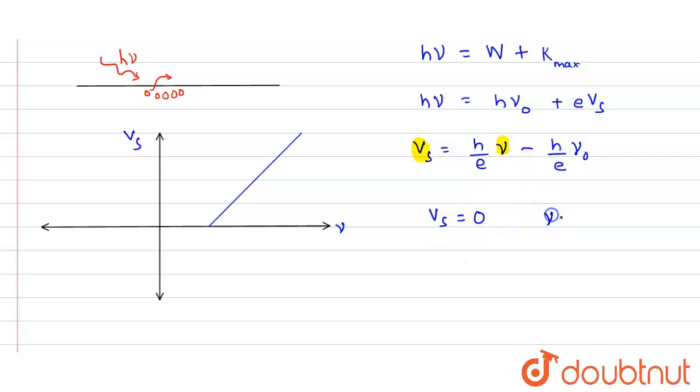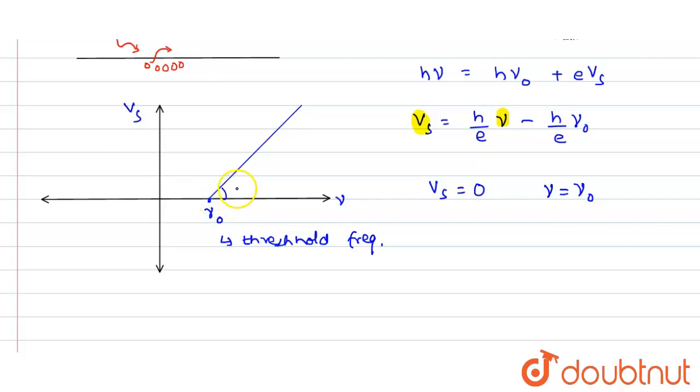We will be getting nu equals nu naught, or we can say that our frequency would be equal to this threshold frequency. So from this graph, if we are given the stopping potential versus frequency graph, we can directly say that the point at which this graph cuts the frequency axis would be our threshold frequency. Now this would be the value.